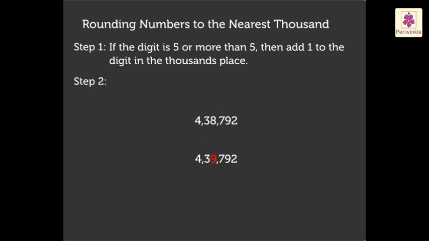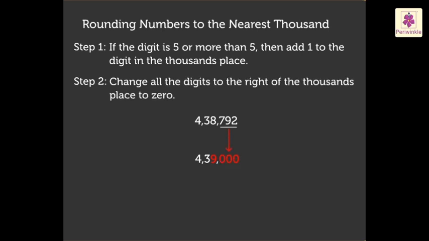Step 2. Change all the digits to the right of the thousands place to 0. So, the rounded up number is 4,39,000.